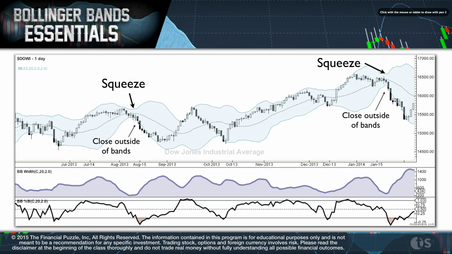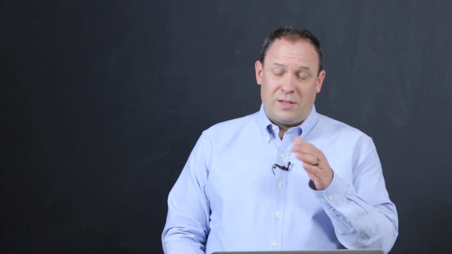Let's look for the signals we were looking for. We said a close outside the band, and we got that right there. So your entry would be the next day, where it just continues in that direction. You're also going to notice with your percent B, you're oversold. You're always going to be oversold on a squeeze breakout like this if it's a bearish breakout. If it's a bullish breakout, you'd be overbought. But with this one, it's bearish, so it's going to be oversold.